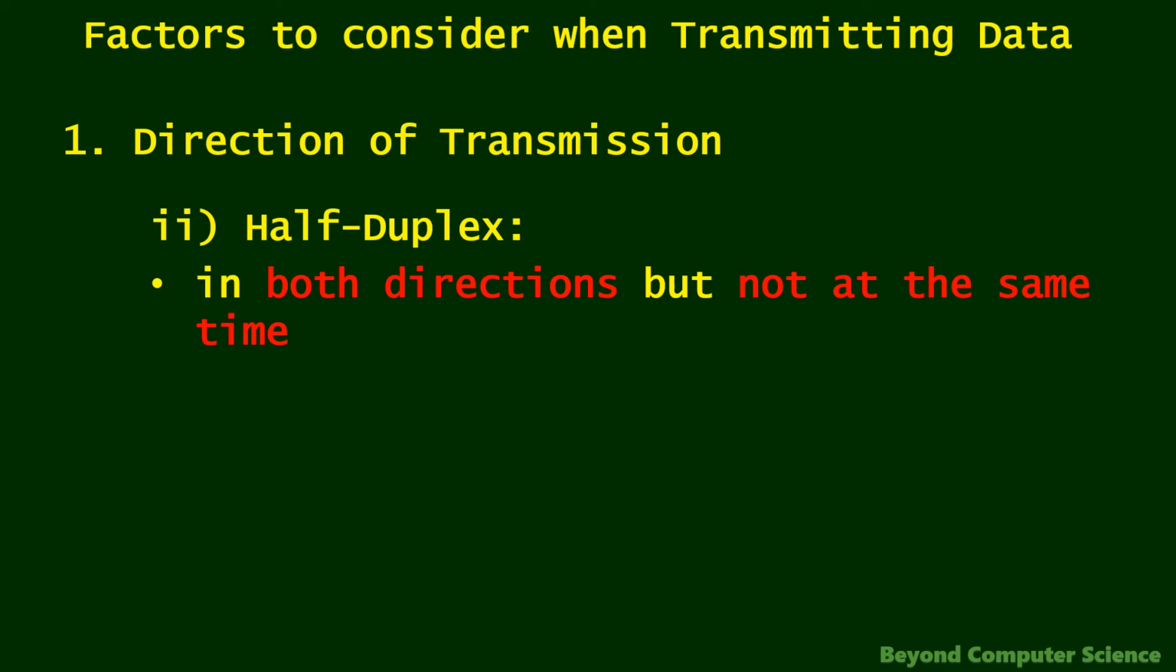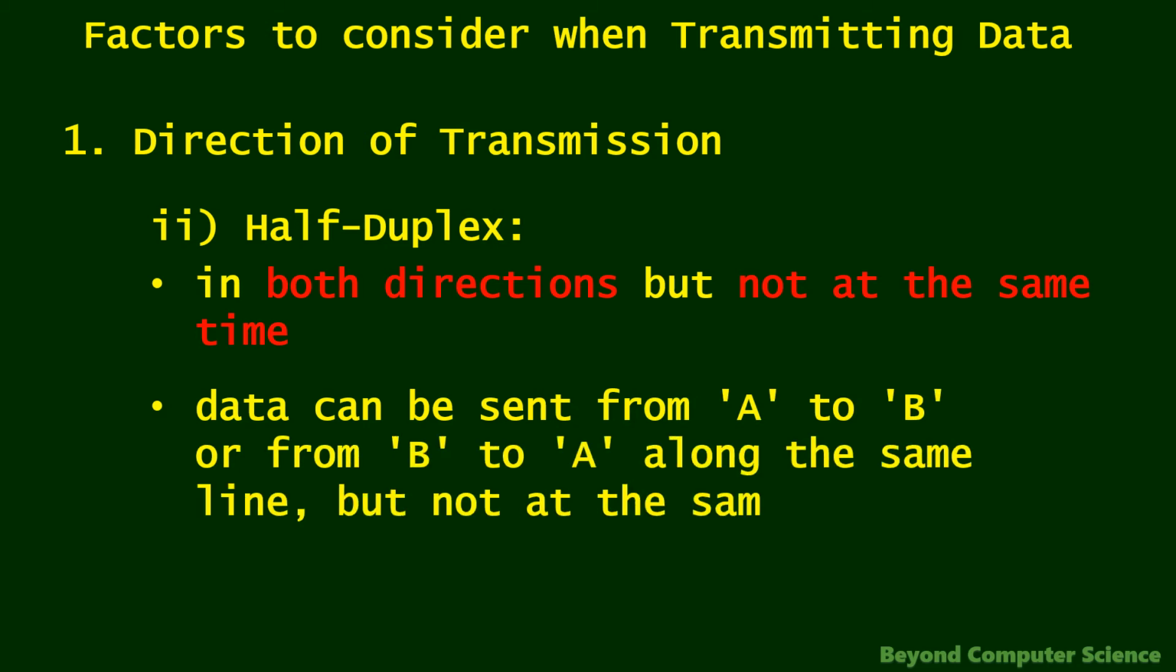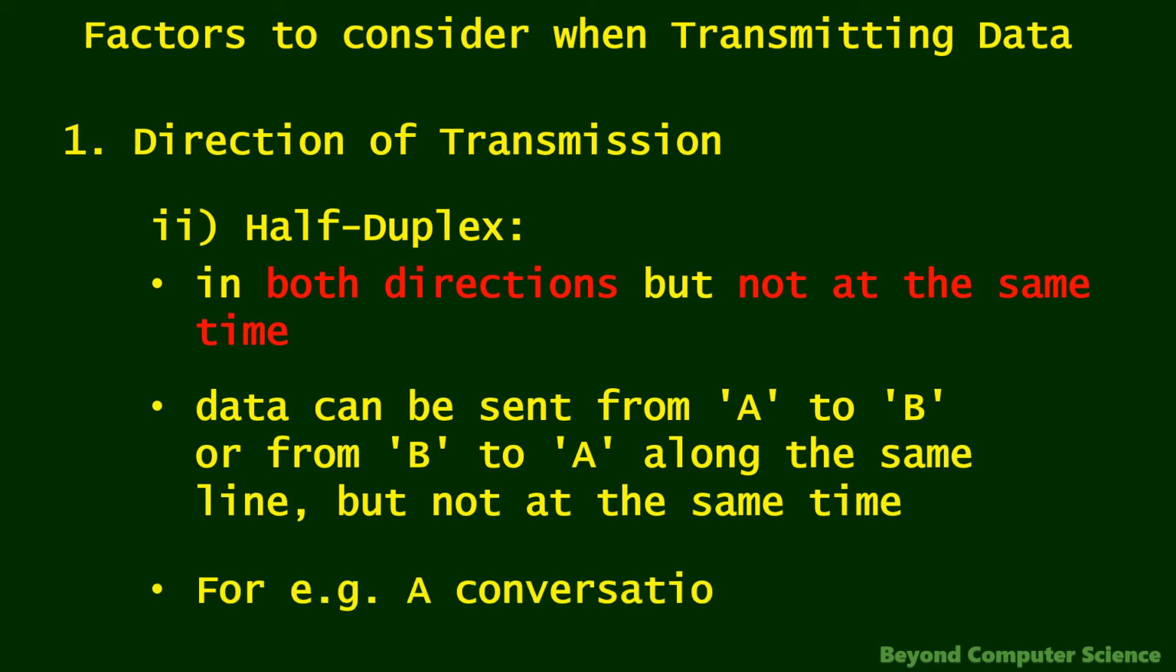Okay, so in a half duplex data transmission, data can travel in both directions but not at the same time. Data can be sent from A to B or from B to A along the same line but not at the same time. An example is a conversation on a walkie-talkie. You must have seen law enforcement agencies talking to each other using walkie-talkies, and they are always saying things like copy that, over. Okay, why? Because those walkie-talkies have buttons to switch their modes from receiving to sending.